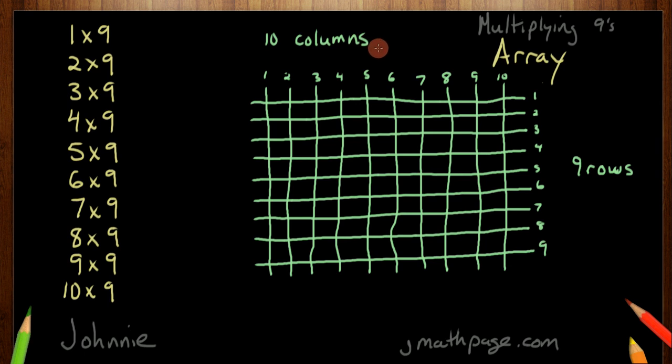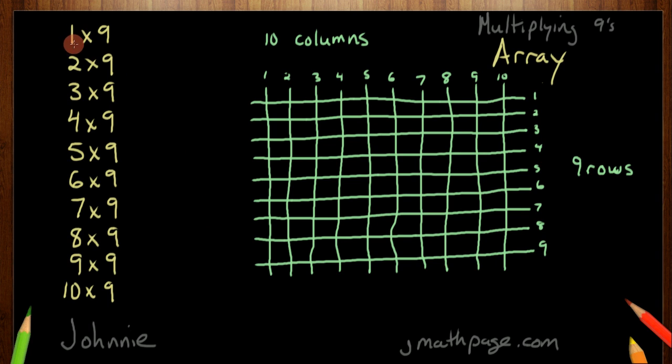columns. Alright, so an array is always organized in terms of columns and rows. And I've chosen to have 9 rows because we're thinking about 9's today. And I've added 10 columns because we want to go up to 10 today. Alright, so how's this going to help us? Well, let's think about this.